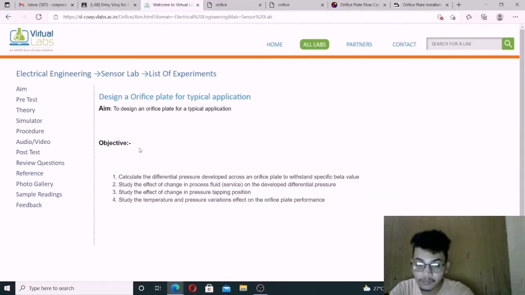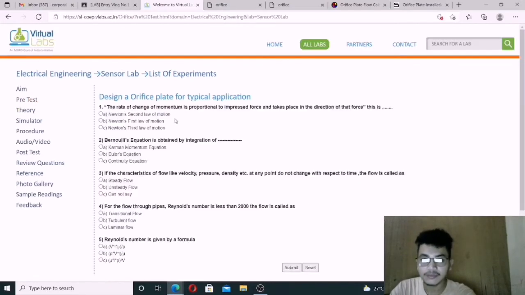Now, we have here the pre-test. We have 5 questions before we move to our simulator and our procedure. The first question: the rate of change of momentum is proportional to the impressed force and takes place in the direction of that force. Is that A, the second law of motion, B, the first law, or C, the third law?